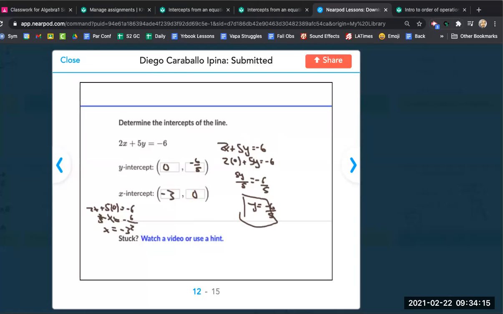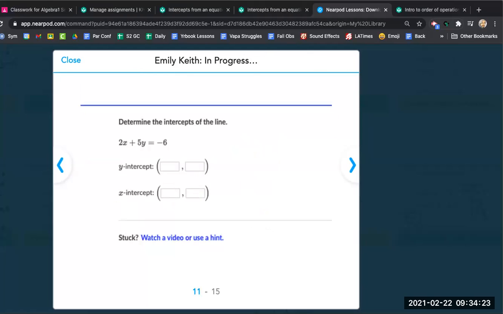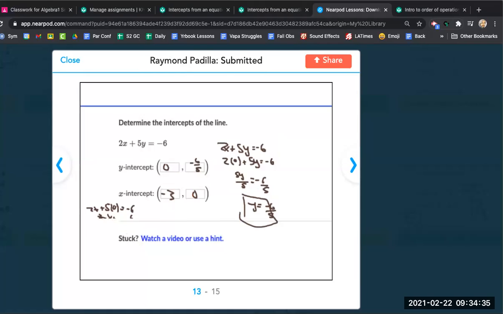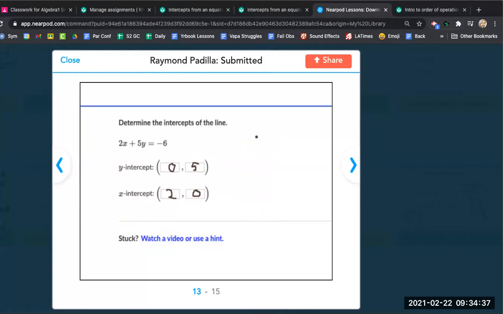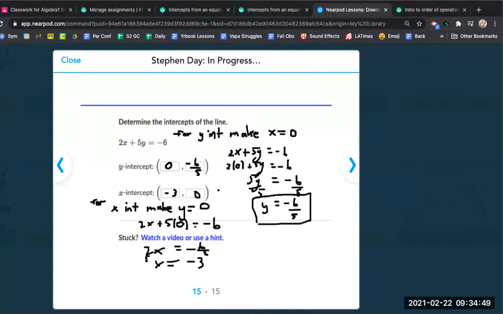This one is Diego, nice job. You're right on it there, -6/5. And over on the x-intercept it's -3, 0. Same thing over here, Emily, the numbers for your coordinates are incorrect. It's not 2, 0. It's going to be -3, 0, as we can see from Diego's example. Raymond, you have to have a look at that. Again, same thing, go ahead and fix yours up. Same thing with Molly. It's -6/5, and it's going to be -3, 0.